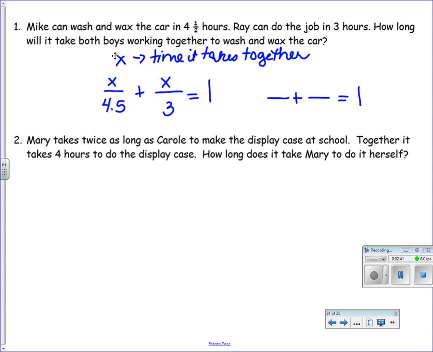So 4.5 and 3 have 9 in common. Therefore, I have to think, 4.5 times what makes 9? 2. So we're going to multiply this top by 2, so it's going to become 2x. And then we have the 3 on the bottom. We now need to create it to be 9. So I need to multiply the bottom by 3, so I have to multiply the top by 3.